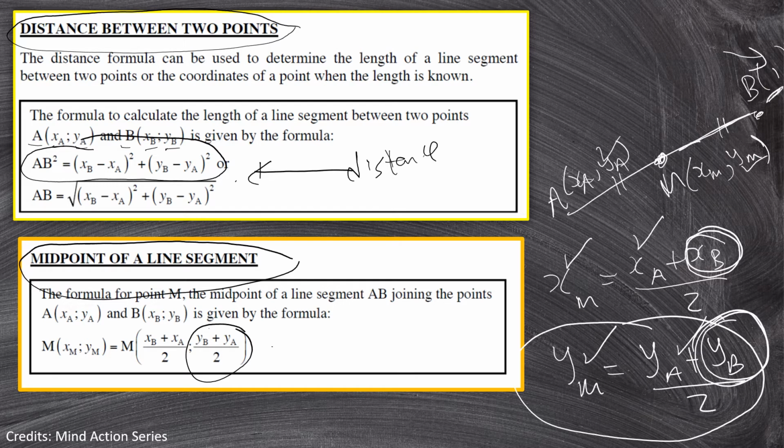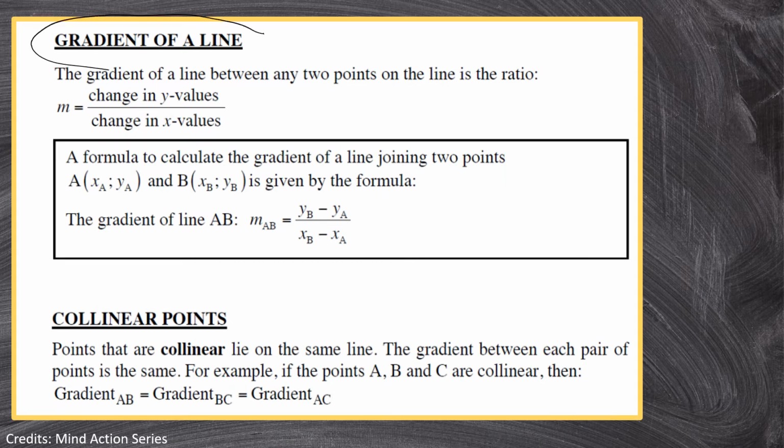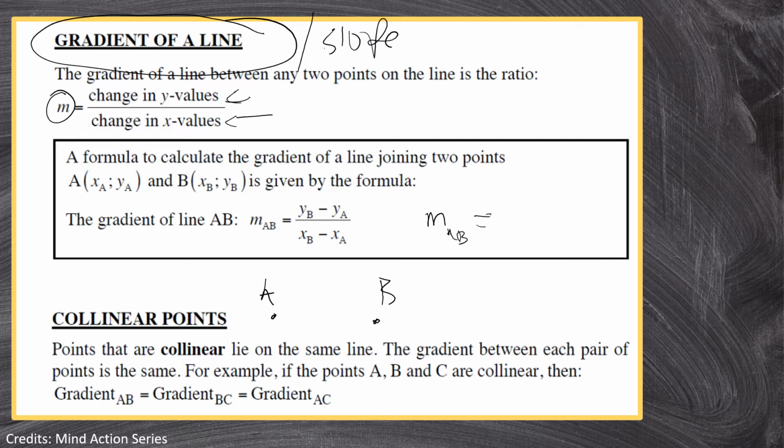All right. Okay, let's now quickly move to the gradient of a line, or what is also known as the slope. So you know that the formula for a slope is represented by small letter m, and this is actually the ratio between the change in y values and the change in x values. Okay, so the formula is simple. If you have point A and B, in order to get the gradient, we can say small letter m. Remember, small letter m stands for gradient AB. We can say the change in y over change in x.